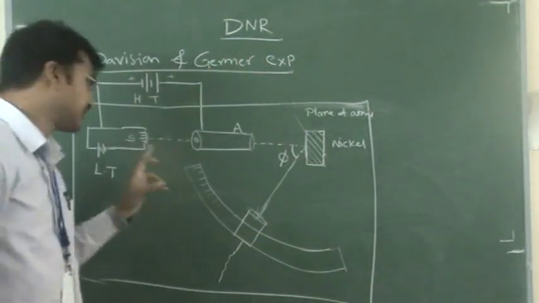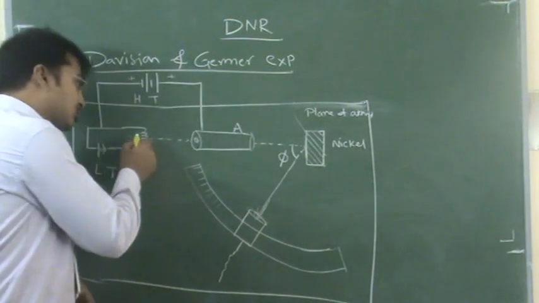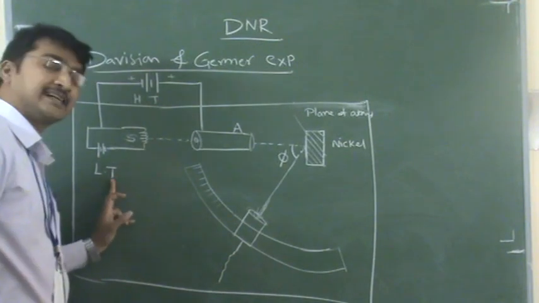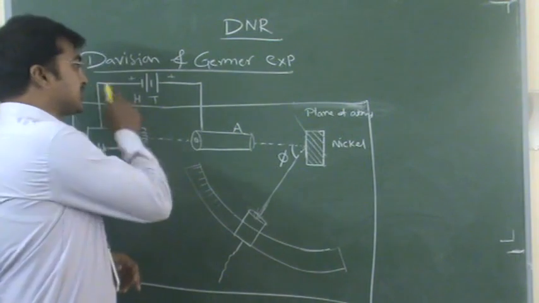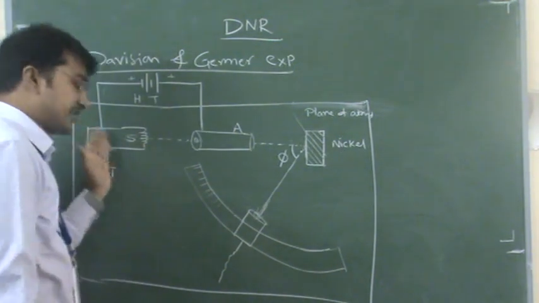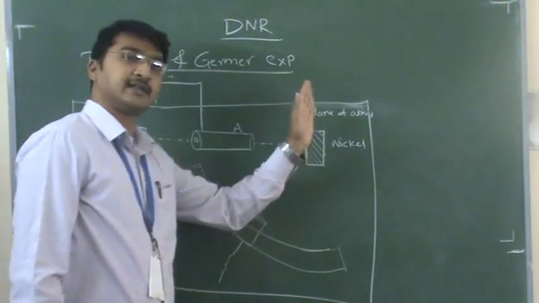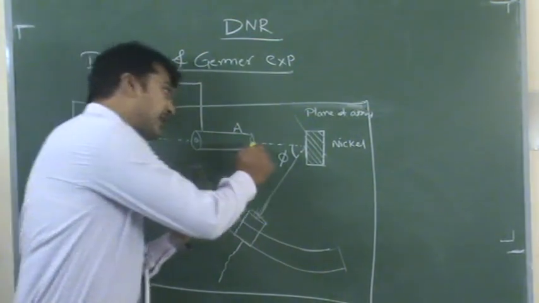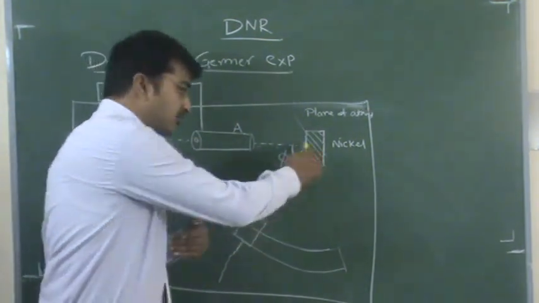So what are the components? First, the cathode, that is the source of electrons. It is a filament, which is connected to low tension. Next, the anode and cathode plate, which is connected to high tension. So the ejected electrons pass over the anode and are incident on a nickel crystal. When the electrons are incident on the nickel crystal, they are scattered in all directions.